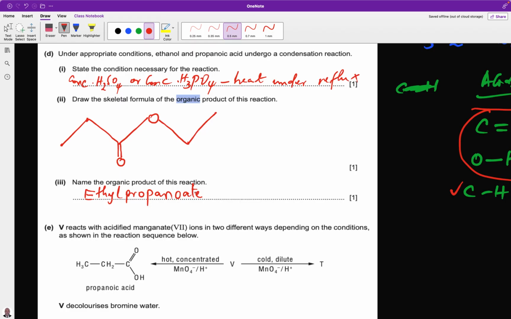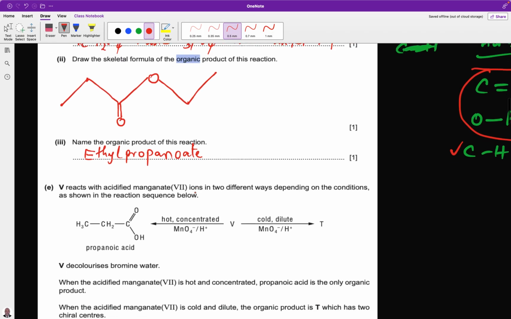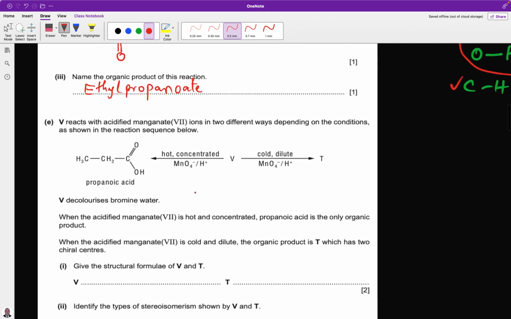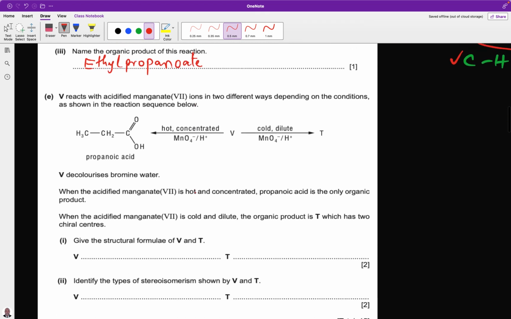That was just one mark. It takes us to the E part. The E part of this reaction has to do with a reaction of alkenes. V reacts with acidified manganate 7 ion in 2 different ways, depending on the conditions, as shown in the reaction sequence below.